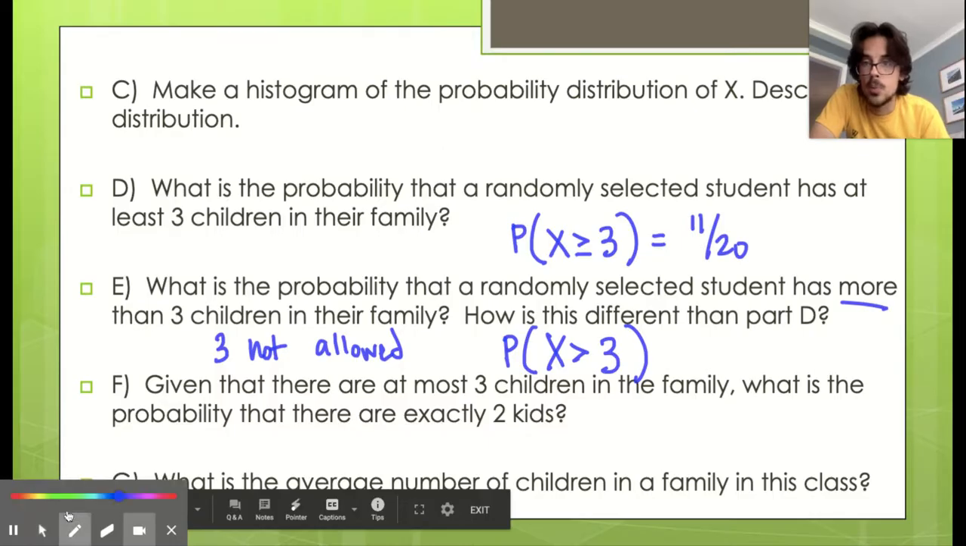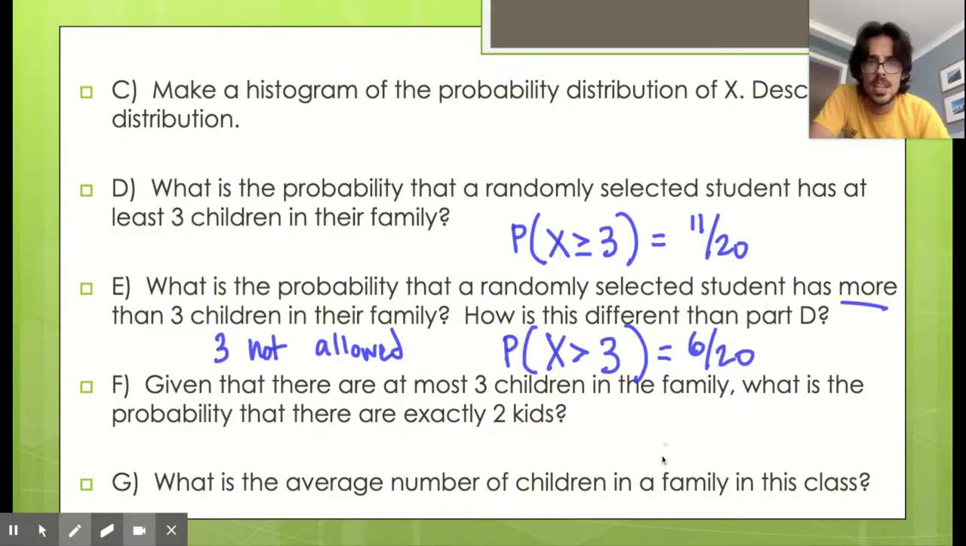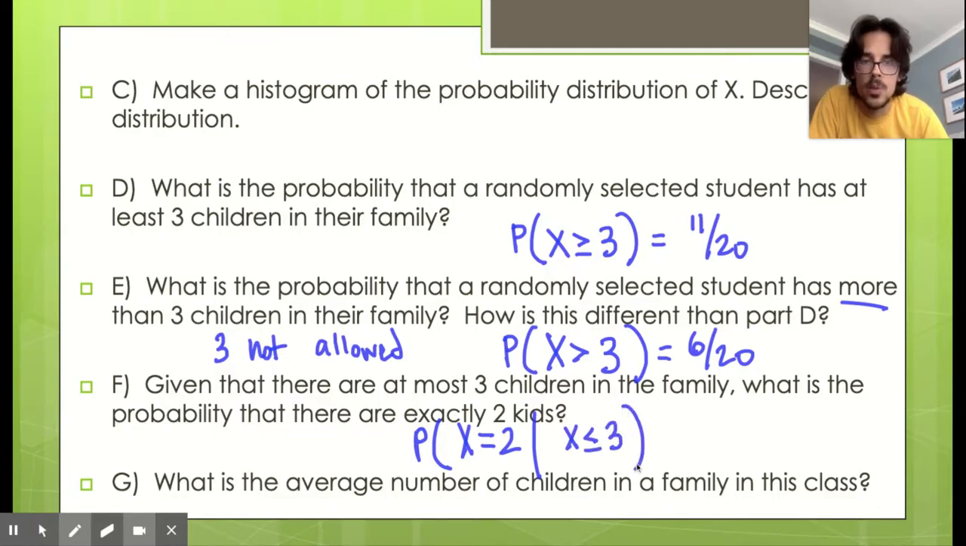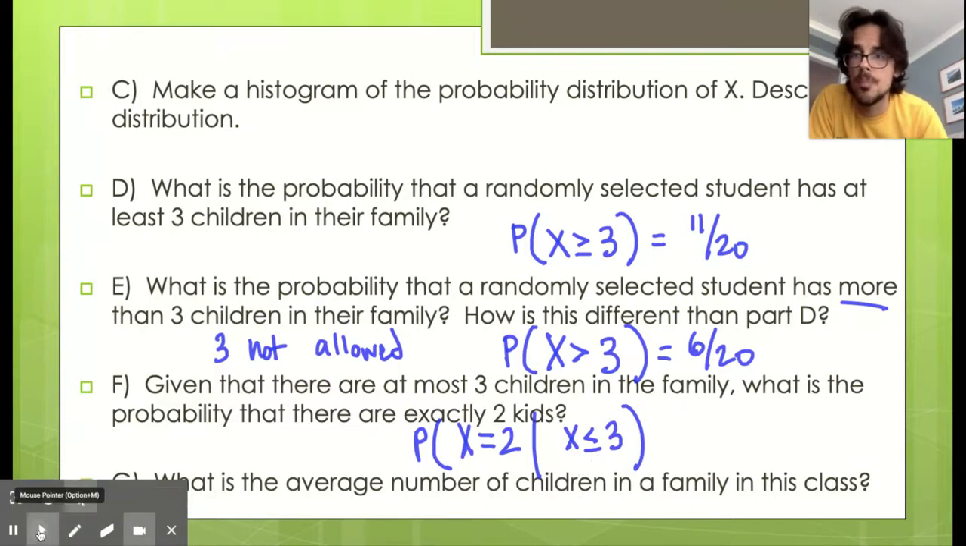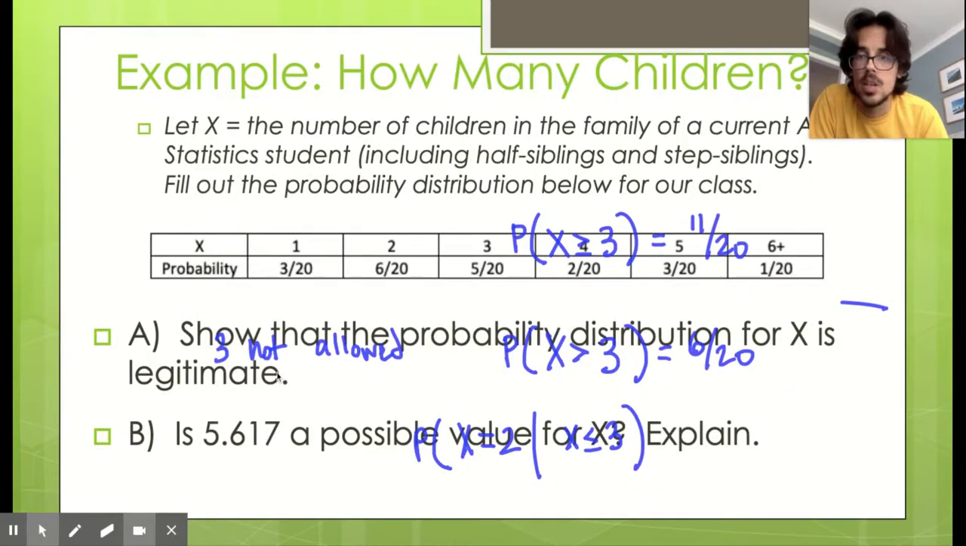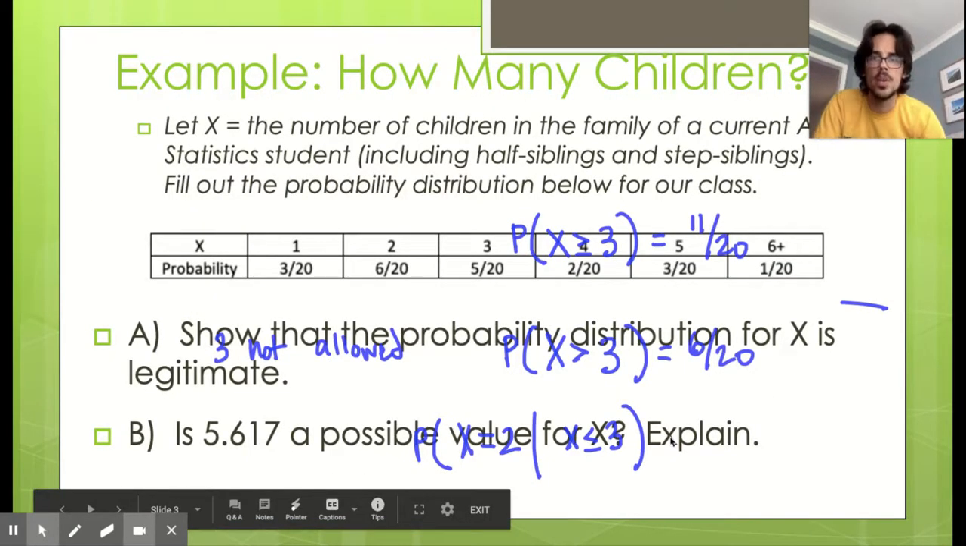So the next one is bringing in the concept of conditional probability. It says, given that there are at most 3, we want to find the probability there are exactly 2. So we're going to find the probability that X is 2, there are 2 kids, given that there are at most 3. So we already know X has to be less than or equal to 3. The best way to do a problem like this is just the cover up table method here.